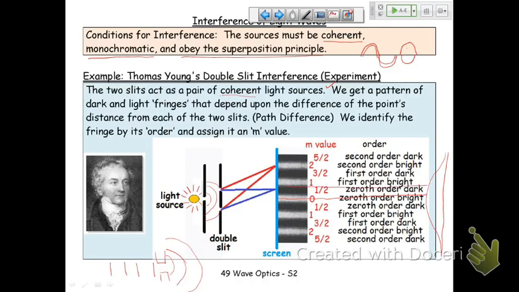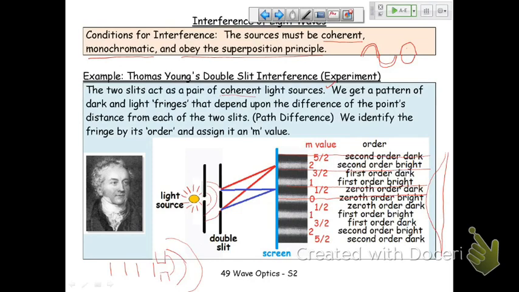And then we get the 1st order bright fringe and the 1st order dark fringe. And then we get the 2nd order bright fringe and the 2nd order dark fringe. And we can go on like that. 5th order bright fringe, 5th order dark fringe. So they go bright fringe, dark fringe, bright fringe, dark fringe, bright fringe, dark fringe to work our way out.